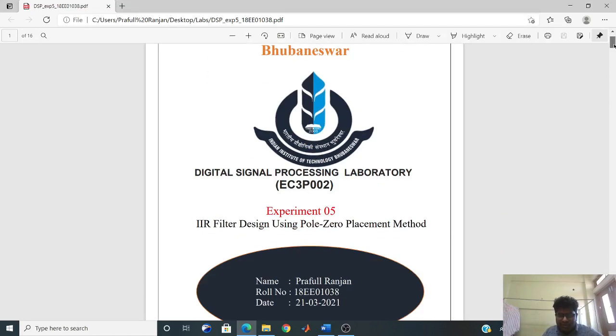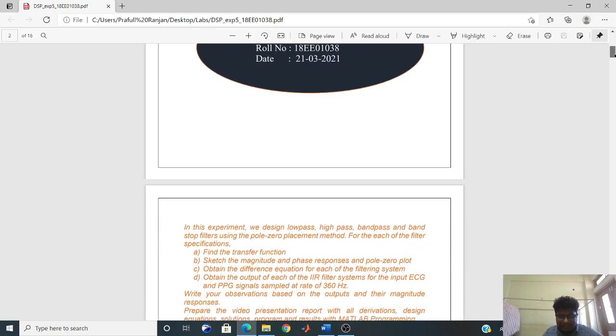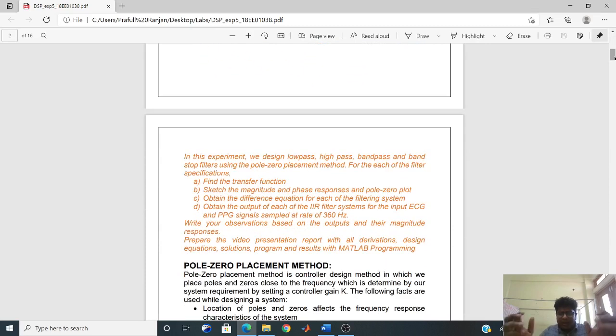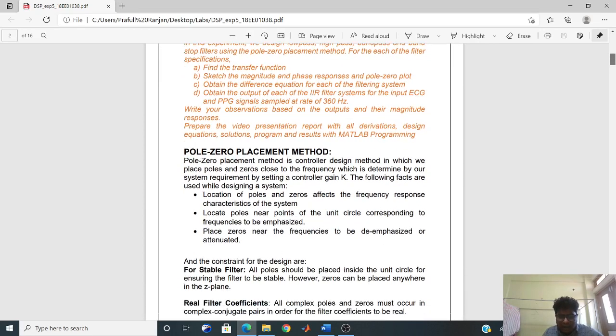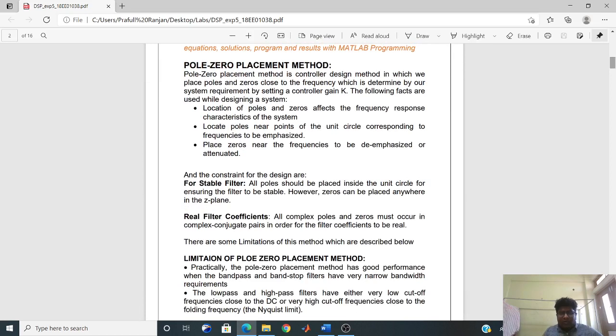IIR filter design using the pole zero placement method. In this experiment, we have to design low pass, high pass, band pass and band stop filters using the pole zero placement method, and for each, the specifications are given in the question. So let's move on. First of all, what is the pole zero placement method?